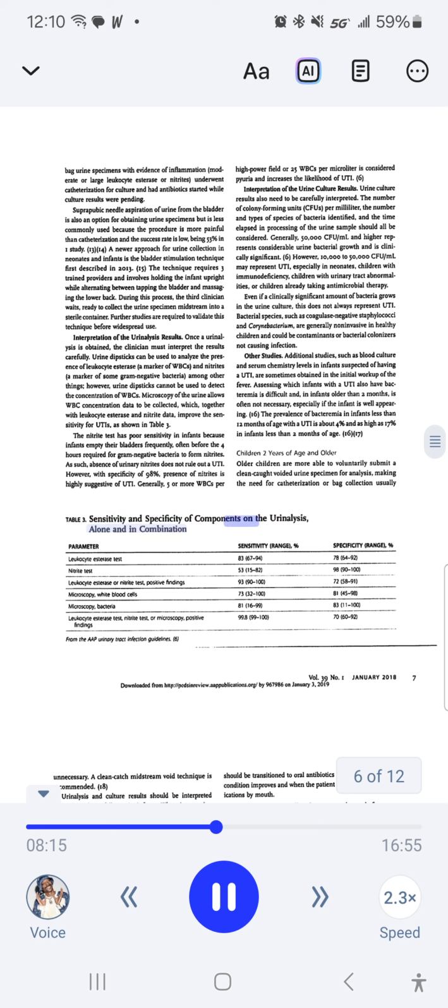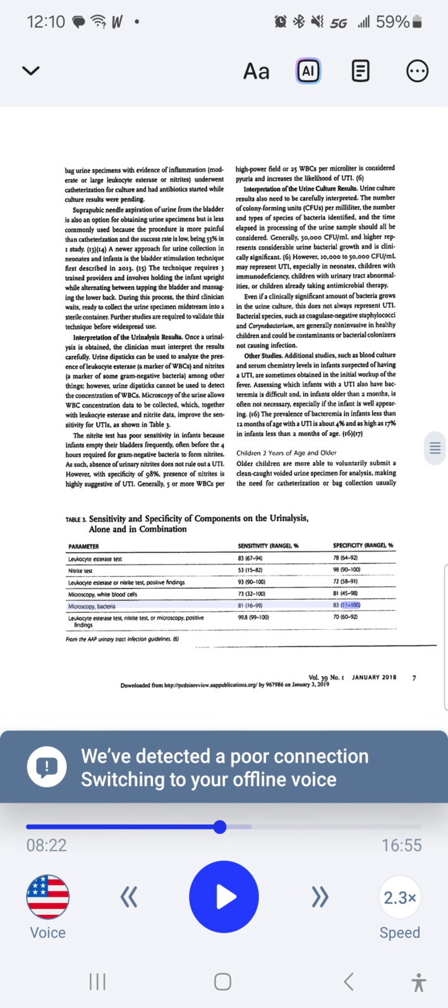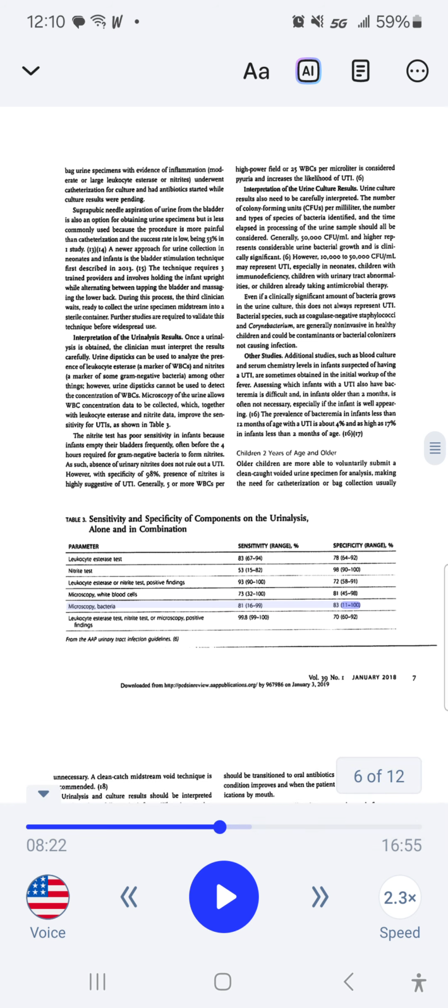Table 3. Sensitivity and specificity of components on the urinalysis, alone and in combination. Parameters include the leukocyte esterase test, nitrite test, leukocyte esterase or nitrite test positive findings, microscopy for white blood cells, microscopy for bacteria, and leukocyte esterase test, nitrite test, or microscopy positive findings. From the AAP Urinary Tract Infection Guidelines.